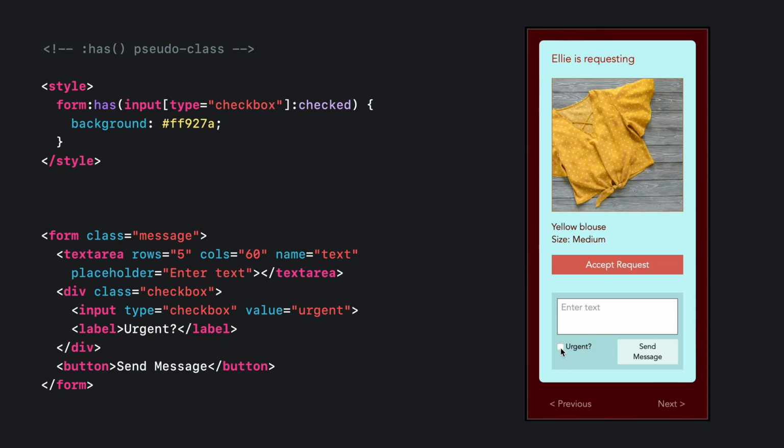Combined with any other selector in CSS, :has can look for siblings, attributes, states of form fields, and much more. It's really powerful. Here, I want to highlight the entire message box whenever someone has checked the urgent checkbox for one of their messages. I can use the :has pseudo-class here to say that anytime the form element has an input of type checkbox, with that checkbox checked, apply this CSS. And I don't even need to use any JavaScript.